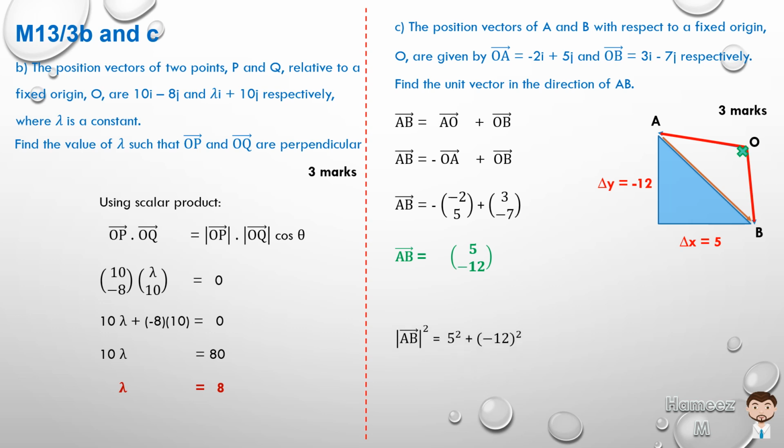And we can work that out. 5 squared is 25 plus minus 12 squared is 144. So 144 plus 25 is equal to 169. That's AB squared. As such, the length of the vector AB is equal to the square root of 169, which is 13. We want to find the unit vector in the direction AB. So let's indicate that. That will be the actual vector divided by its length. So the unit vector of AB is equal to 5i minus 12j all over 13.